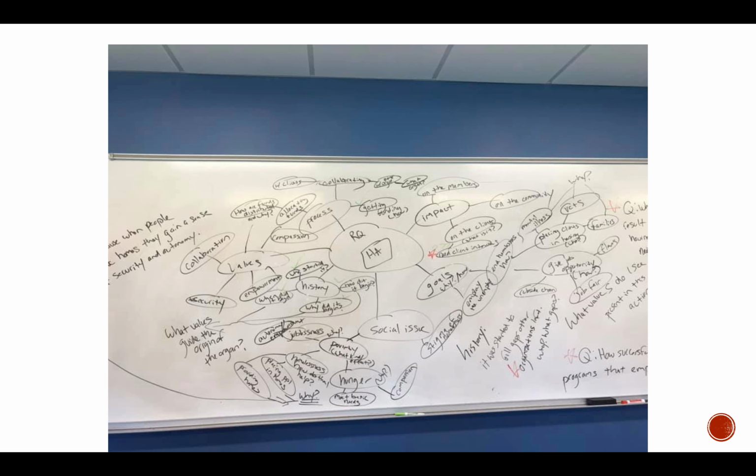Again, the center is where I had my research question, and then I branched off and thought about all the places I could go with this. You'll notice to the very sides, I also ask myself questions. On the bottom right-hand corner of the board, there's a Q. It says, how successful are the programs? Here's another question on the left-hand side. What values guide the origin of the organization that I connect back to history?